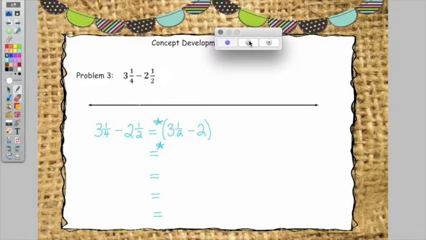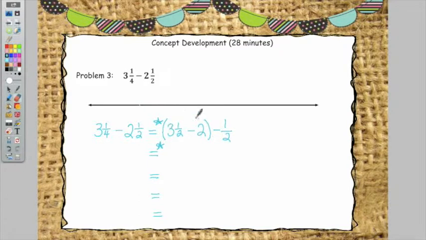Abdiel, what's so funny? Okay, so I still have to write the 1/2.